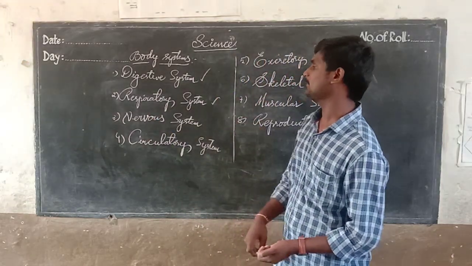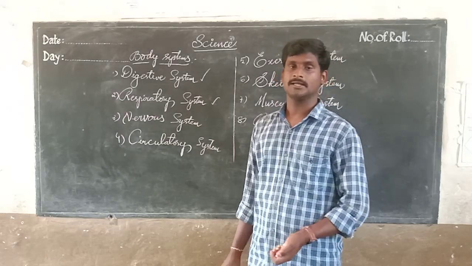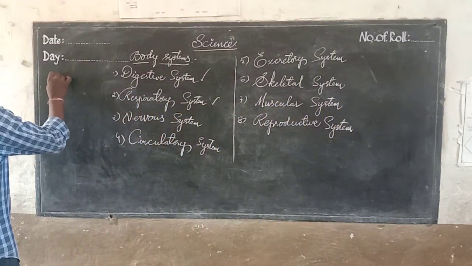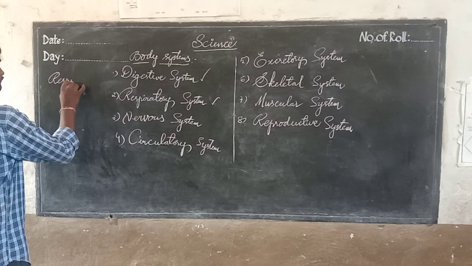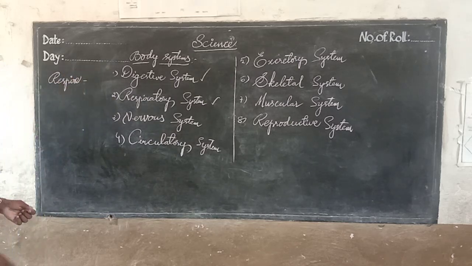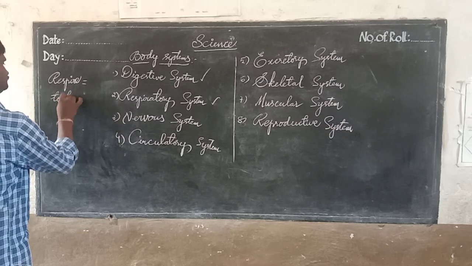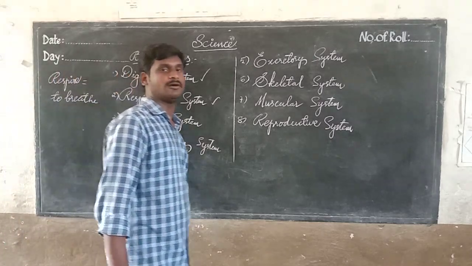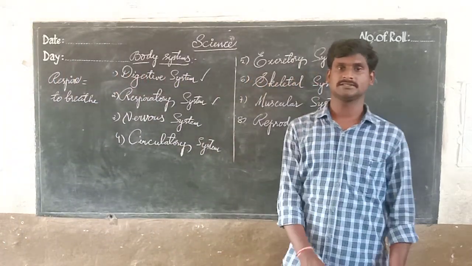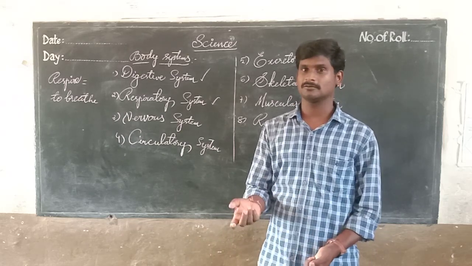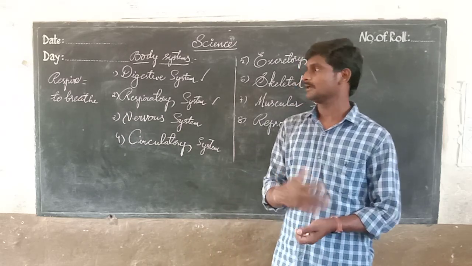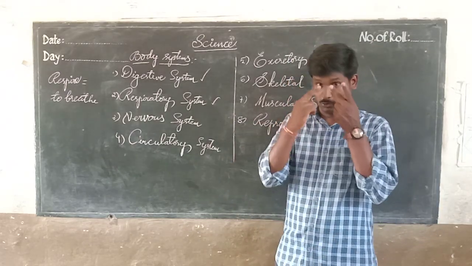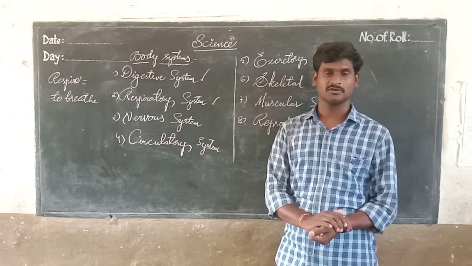And next, the respiratory system. What does respiratory system mean? The meaning of the word respire is to breathe. Understand? So we are breathing. It's a breathing system. That means the breath will be taken by the nose. Yes, the nose is helping for breathing.